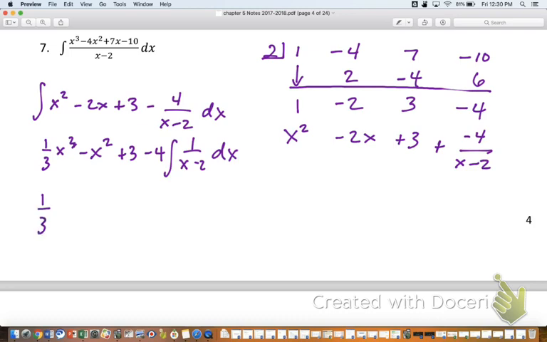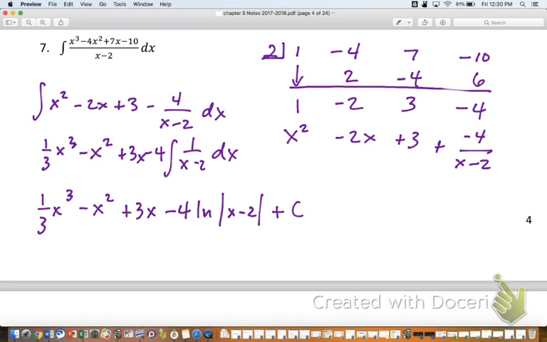So your final would be 1/3 x cubed minus x squared plus 3x minus 4 natural log of x minus 2 plus c. So that's why it's in here, right? These will often lead to natural logs. Okay, y'all hanging in there?